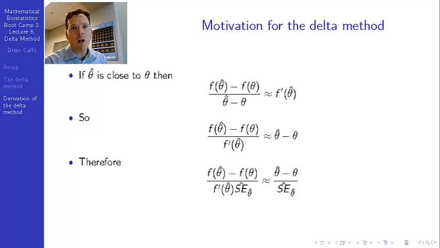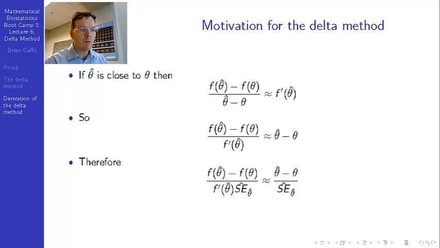So for my final thought on the delta method, I thought I'd just show you quickly why it works. And it's surprisingly easy to prove. Now we're going to do a heuristic here, but the actual full proof is just not that different. So let's assume you have a large sample size, and the delta method is an asymptotic technique, so we can assume there's a large sample size. And if theta hat is close to theta, then f of theta hat minus f of theta, over theta hat minus theta, should be approximately close to f prime of theta hat.